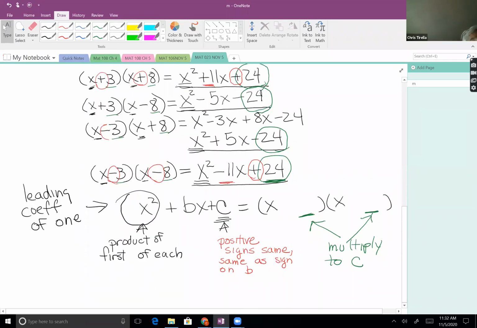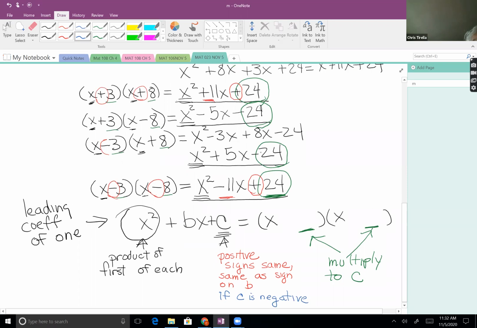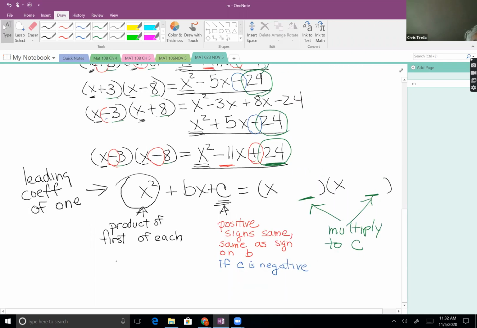Instead, if c is negative, well, that would be like when my 24 was negative. And do you notice when the 24 was negative, the signs were different in the binomial?